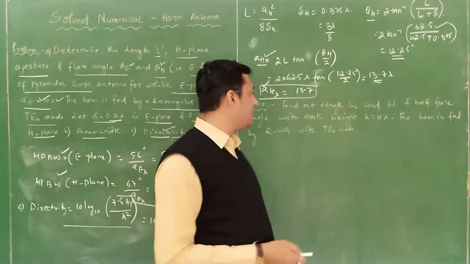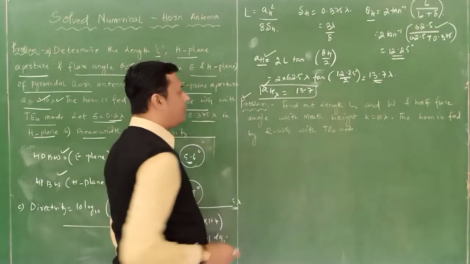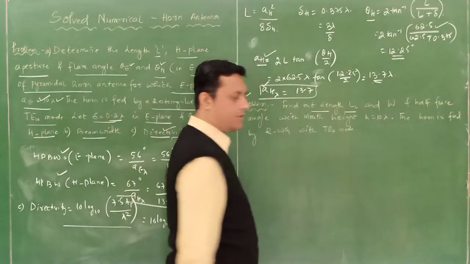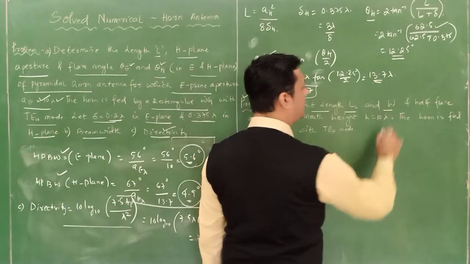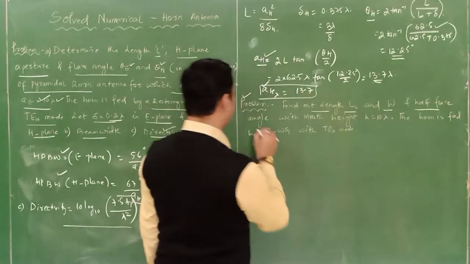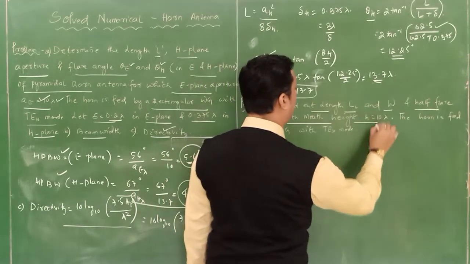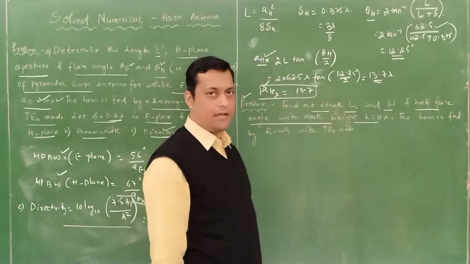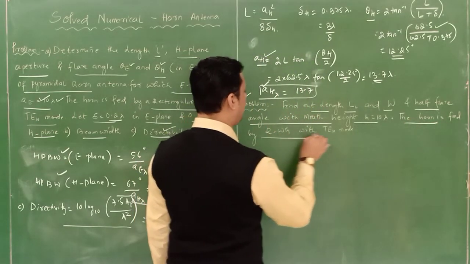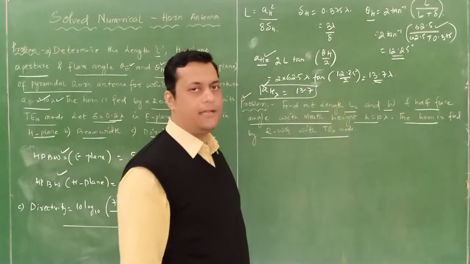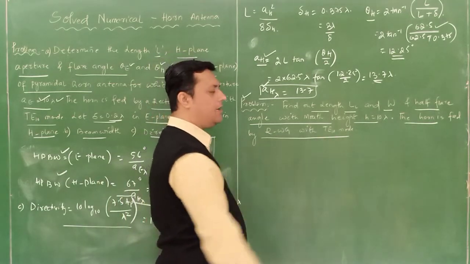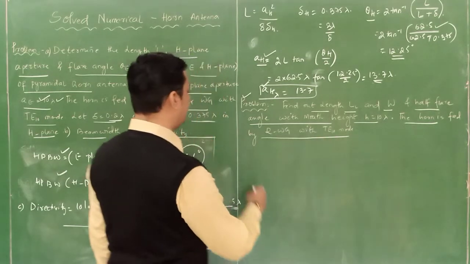Next we will see. Next we have one more question, that we have to find out the length and width. Here another term comes, width, and the half flaring angle with the mouth height of H equal to 10 lambda. Height is given, and the horn is fed with a rectangular waveguide which is operating in a transverse electric mode with a dominant mode TE10. So how to solve? Let's see.